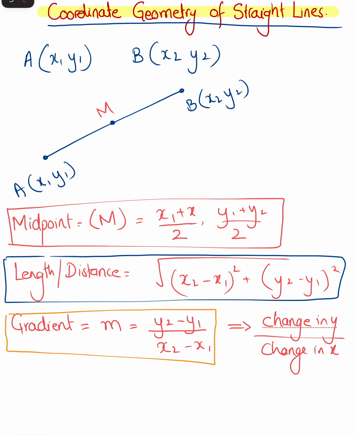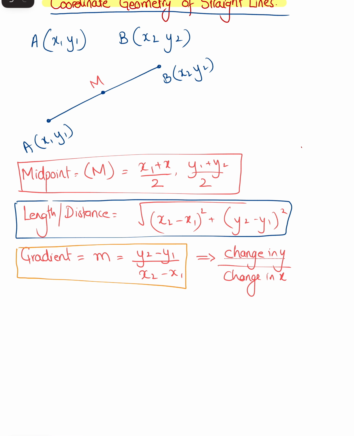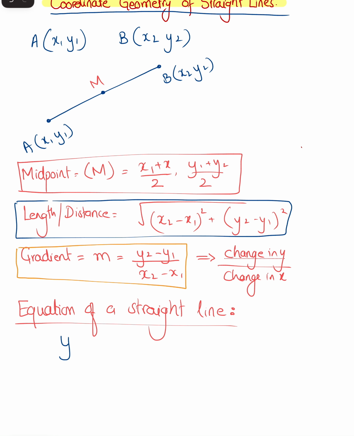And last but not least, they may ask you to work out the equation of a straight line. So next we need to know the equation of a straight line. An equation of a straight line you already know is y equals mx plus c, where m is your gradient, and we already have seen how to work out the gradient, and c is the y-intercept.